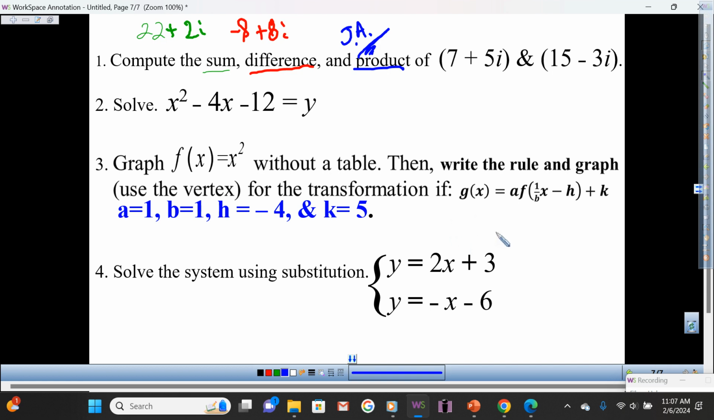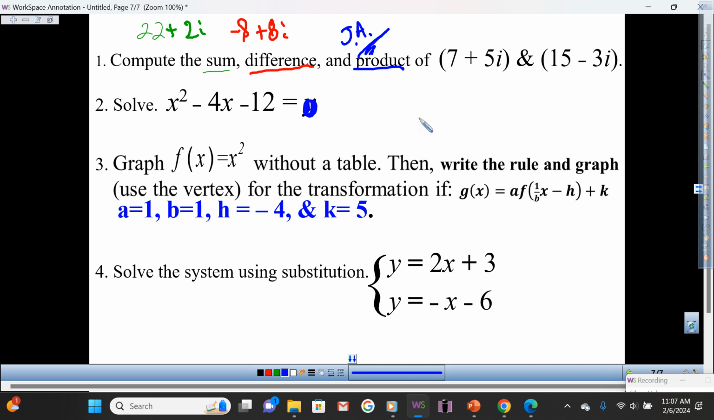All right, number 2, solve. First of all, we set it equal to 0. There it is. And then, what method did you use? Tell your neighbor. Then I'm going to have Anthony enlighten us.